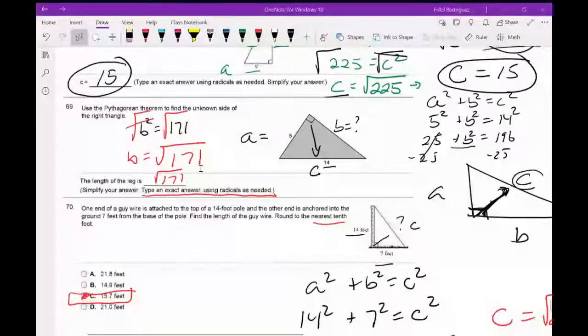Maybe. Let me come back to my notes. Let's see, what did I have? 196 minus 25, 171, why did it not work out? Unless I can break that down. Let me see if I can break this down a little bit. Oh, let me see here. 171 square root, okay. So 171 divided by 9 is, yes, okay. All right, so I didn't see this part here. So I'll fix it for us.